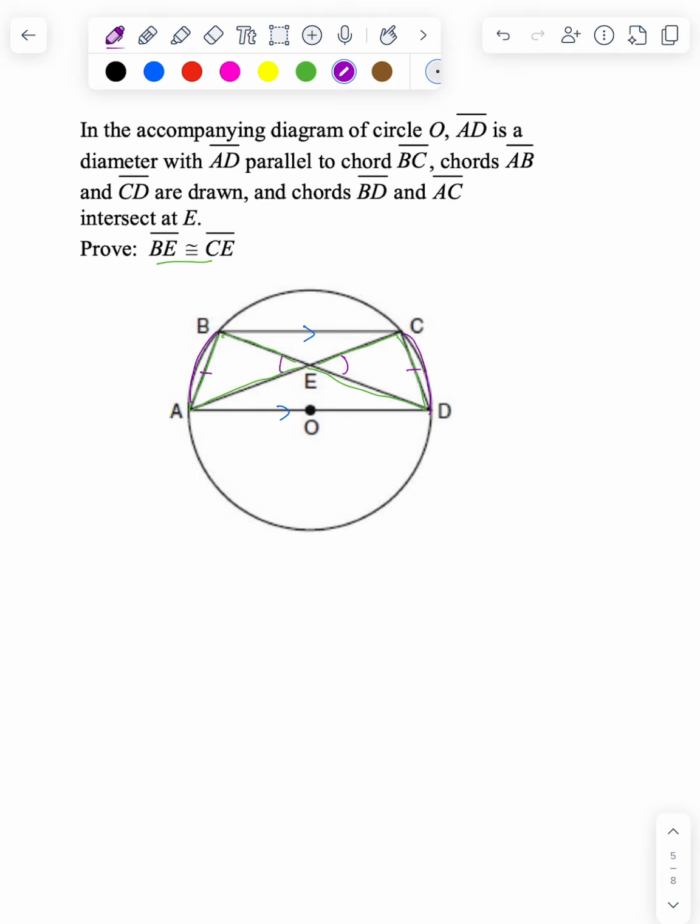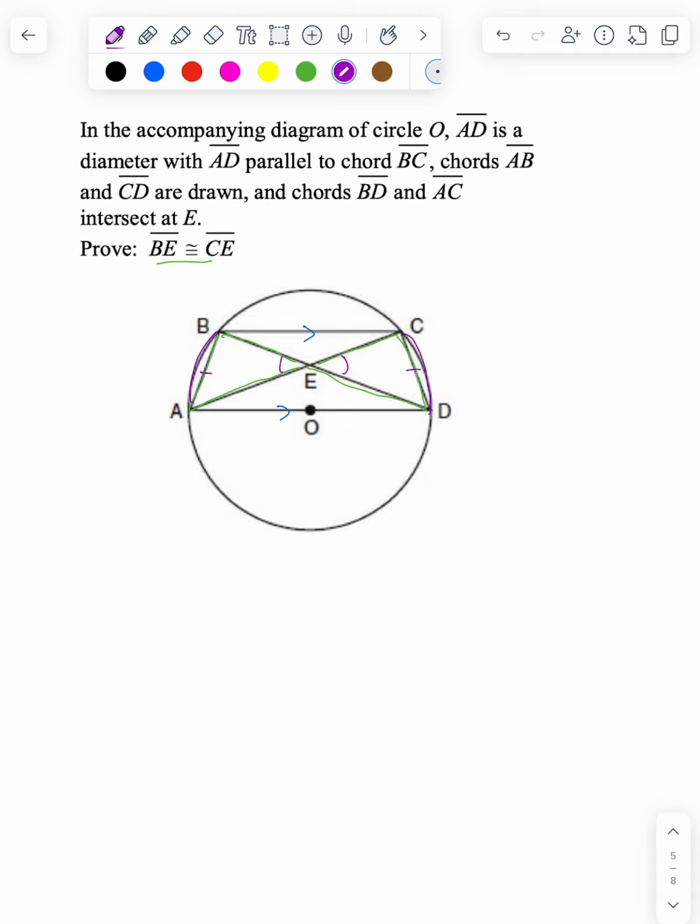We also have parallel lines. So I'm seeing if we can use alternate interior angles, but it doesn't look like we can use alternate interior angles here with these 2 triangles. So we might want to use a different pair of triangles in order to prove the triangles congruent.